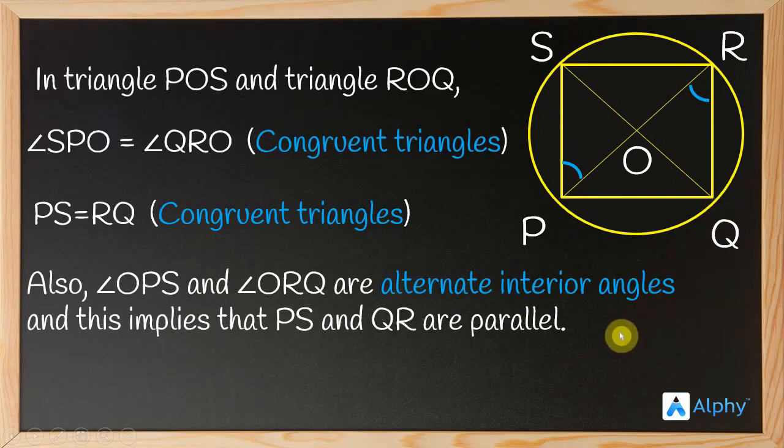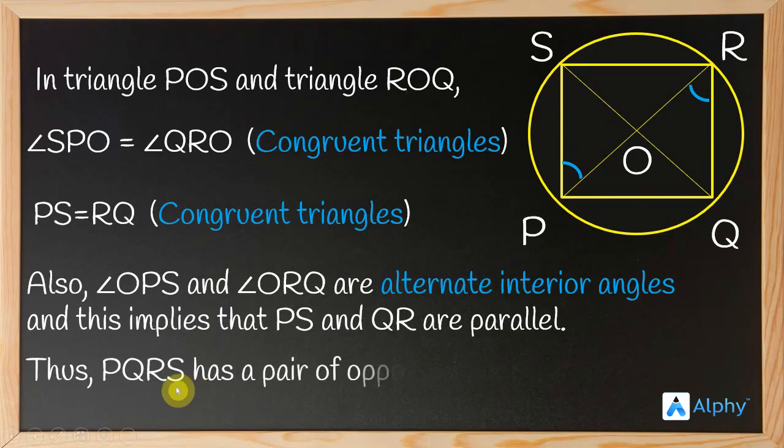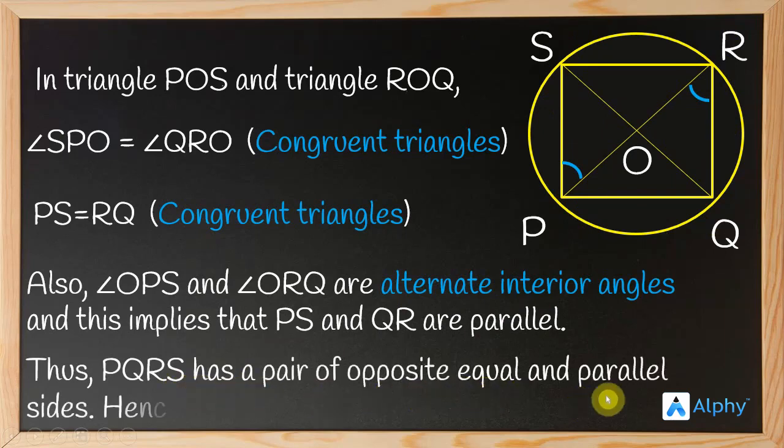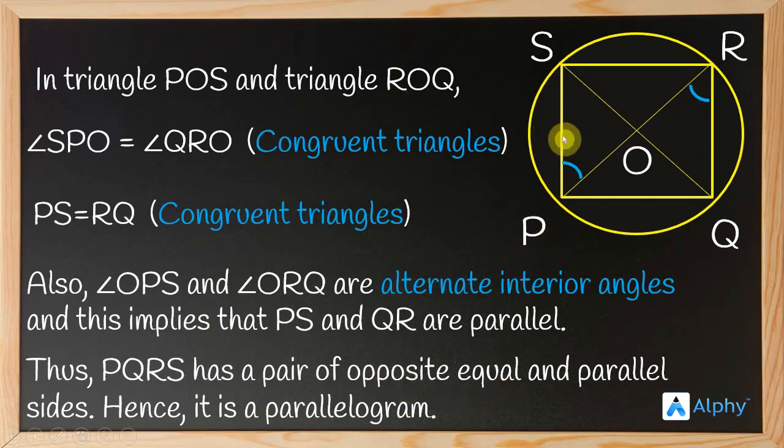So now what we have here, thus PQRS has a pair of opposite, equal and parallel sides, hence it is a parallelogram. Whenever a quadrilateral has opposite sides equal and parallel also, then it is supposed to be a parallelogram, and we have learned about this earlier as well. So now we have proved that PQRS is a parallelogram. So this is the thing that we have got now, and let's move on and try to find if PQRS can be more than a parallelogram.